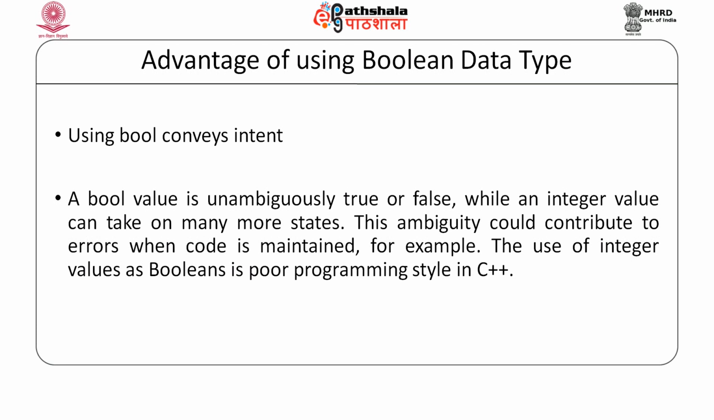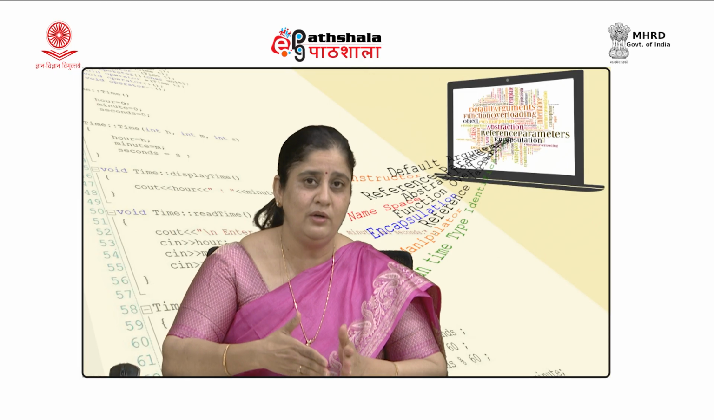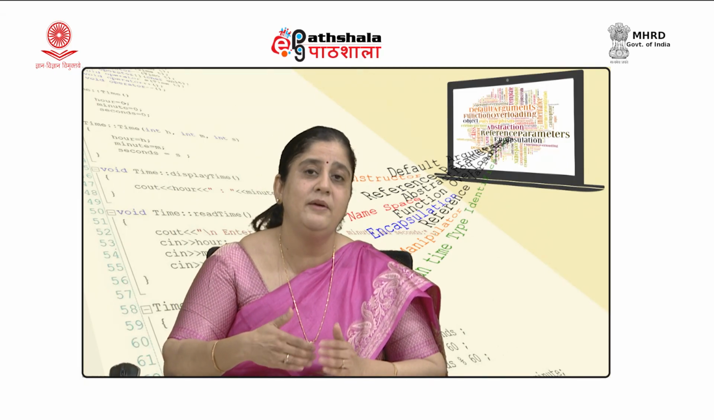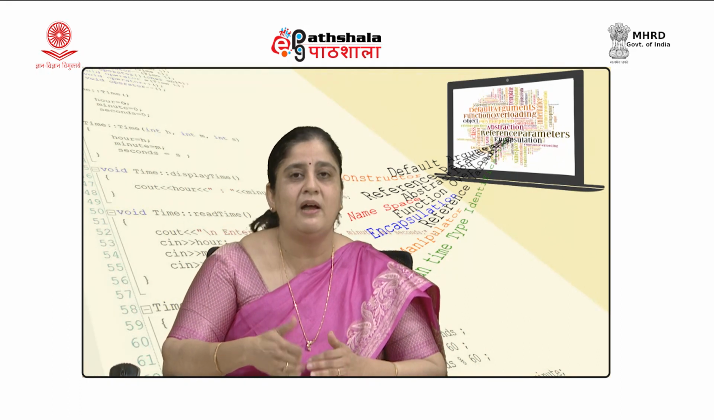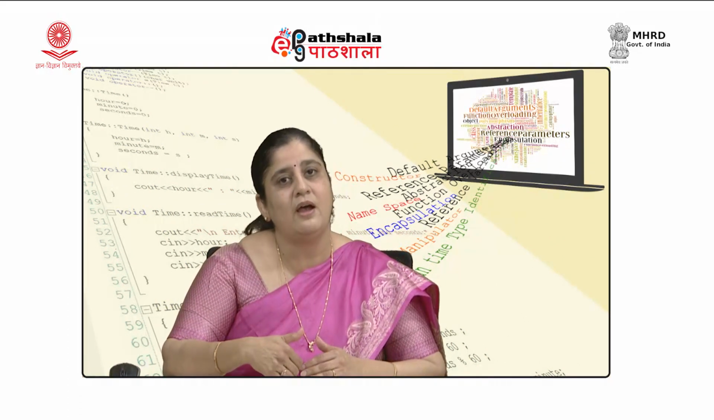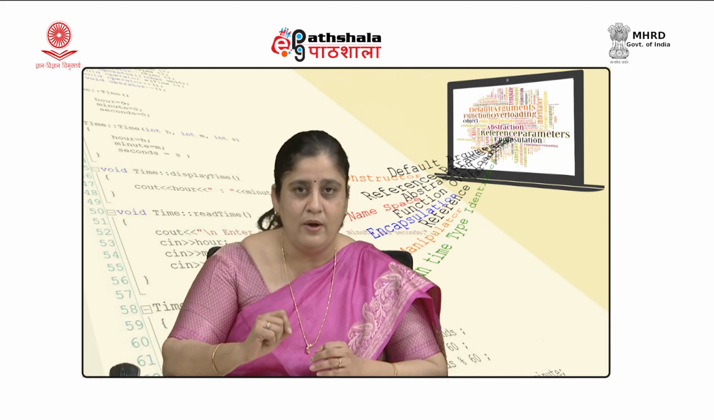First of all, the Boolean variable conveys the intent, which means that if I am defining a variable found as bool, I know that this variable is a Boolean kind of variable, meaning thereby that this would be holding only two possible values, that is true or false or 0 or 1. If I am declaring it as an integer, it is not clear what kind of value I am going to store into that variable. It could be any integer value, but once I say bool and a variable name, it is clear by the data type itself that the possible values that are going to get stored in this variable are only true or false or 0 or 1.